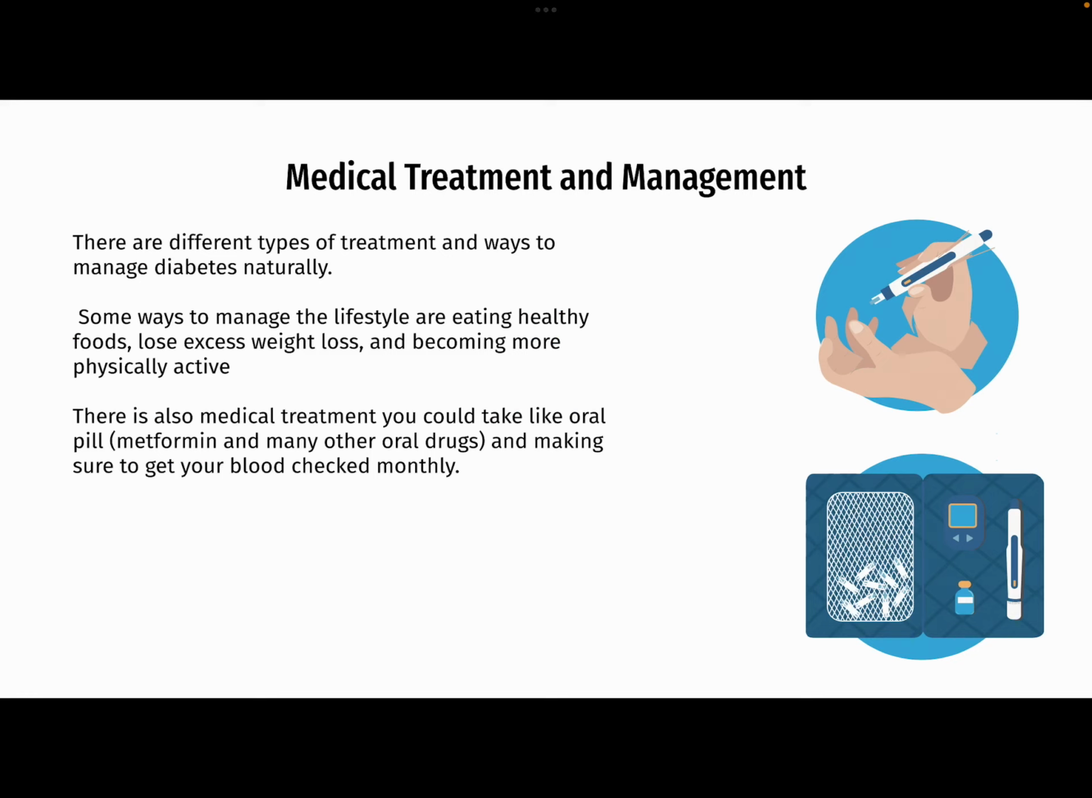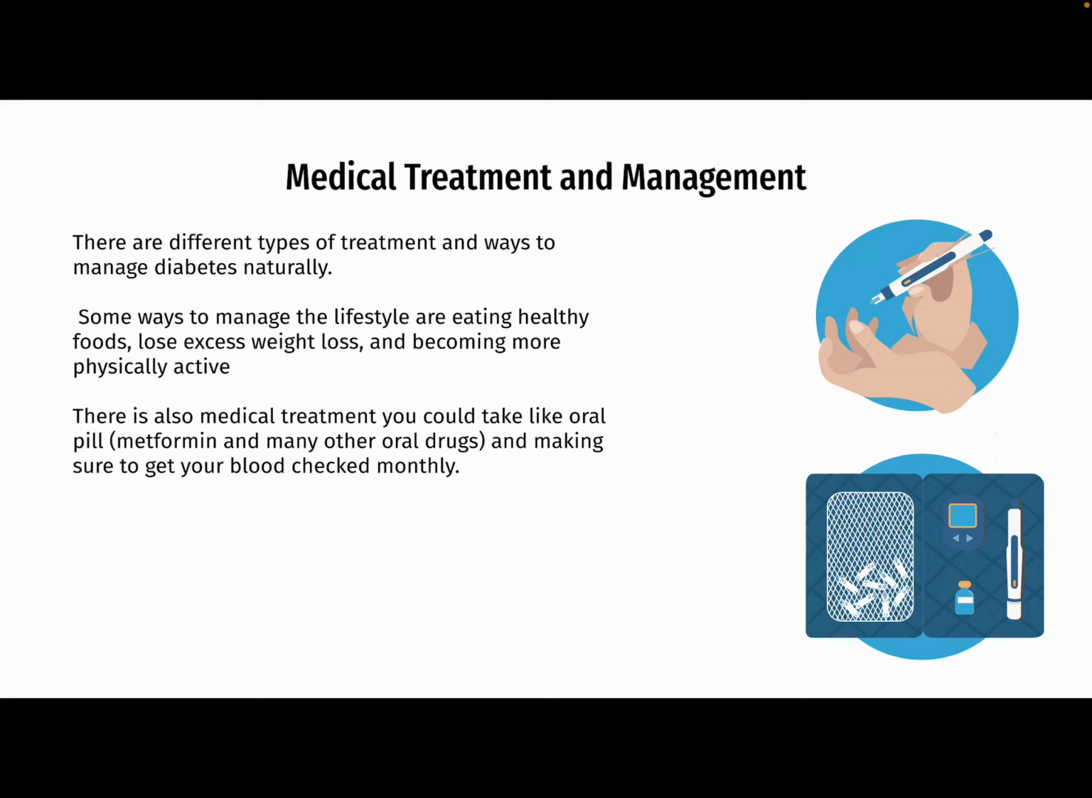Medical treatment and management. As there are many different types of treatment and many different types of diabetes, there are many different ways to manage diabetes naturally. Some ways naturally are having a better lifestyle. This could be eating healthy foods, losing excess weight, or becoming more physically active in your daily routine.